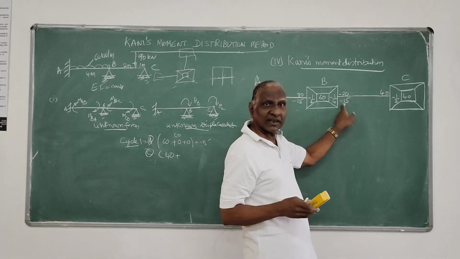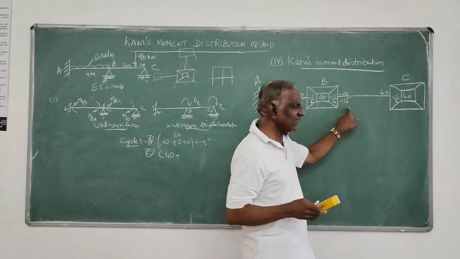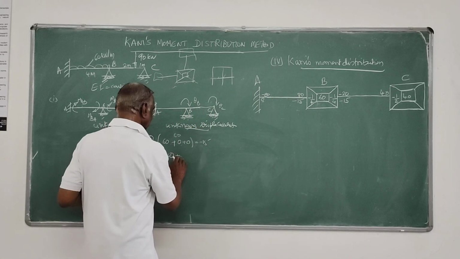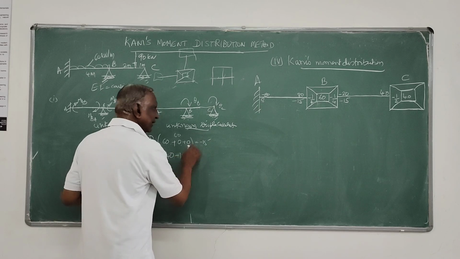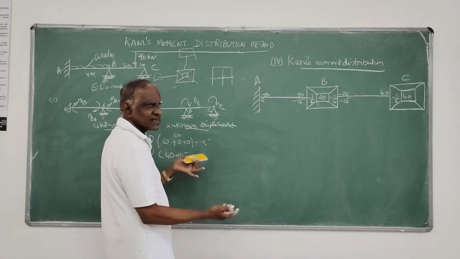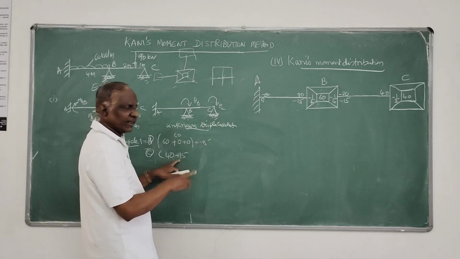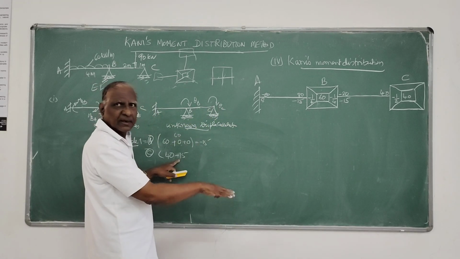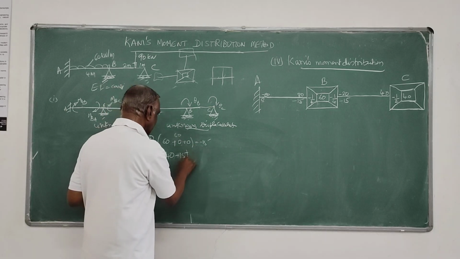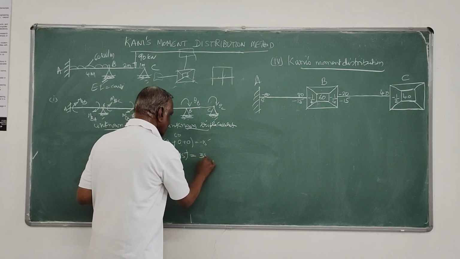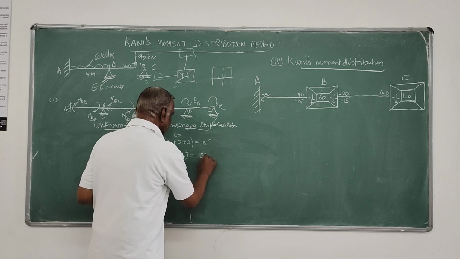Here, the moment at the further end you are getting now is minus 15. Then the moment at the other further ends, there are no members, only one member is there. That only we have to take. Sway is also not there because that member is not undergoing sway. So this is 25.